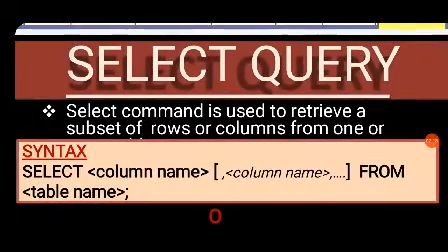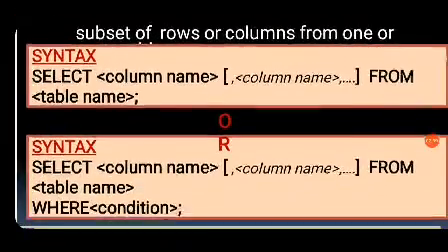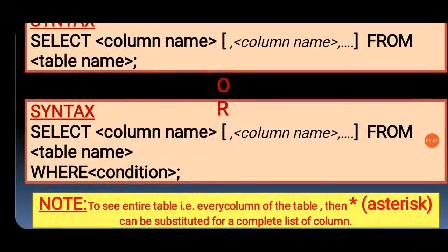Now moving to select query. Select command is used to retrieve a subset of rows or columns. So whatever things you want to have, that can be done, like select column name from table name, or you can say select column name from table name where condition. So if you want particular columns, you can write their names, and if you want to put some condition, you can also put a condition. Without condition also it can work.